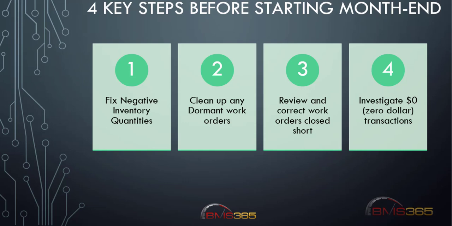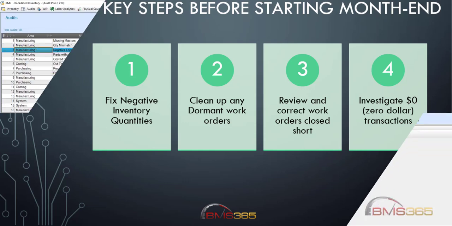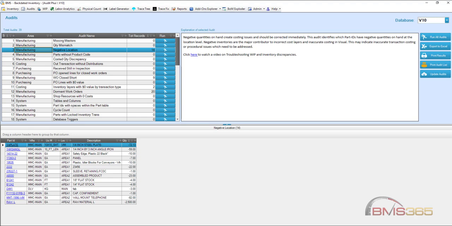First, let's tackle your inventory. Make sure none of your inventory quantities are negative. Negative inventory can throw off your financials and create discrepancies that are tough to reconcile later. So you just need to go to audit number 3 on your inventory app.